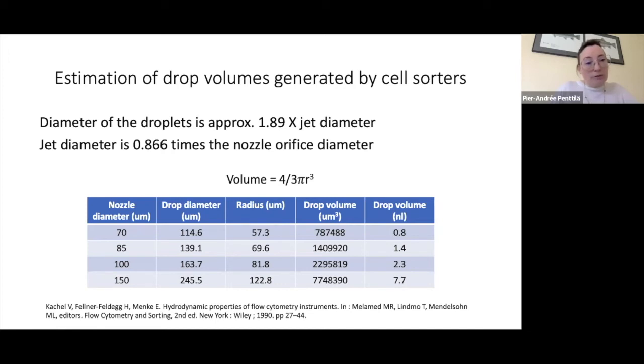So the diameter of the droplets is approximately 1.89 times the jet diameter, and you can calculate the jet diameter by multiplying 0.866 times the nozzle orifice diameter. If you use this calculation, you can see that, for example, in a 70 micron nozzle, your drop volume per drop is about 0.8 nanoliters, compared to a 100 micron nozzle where it is 2.3 nanoliters.